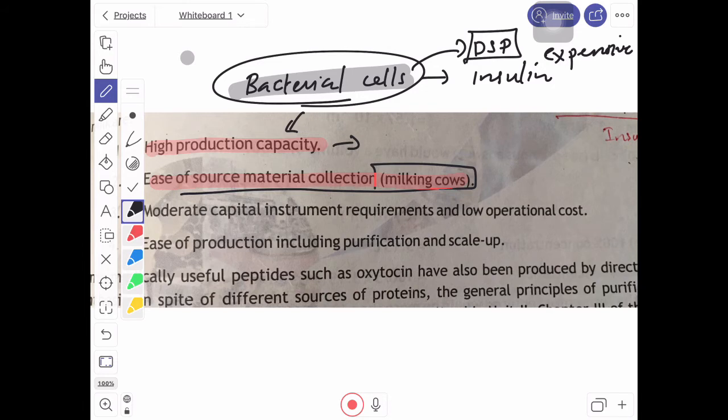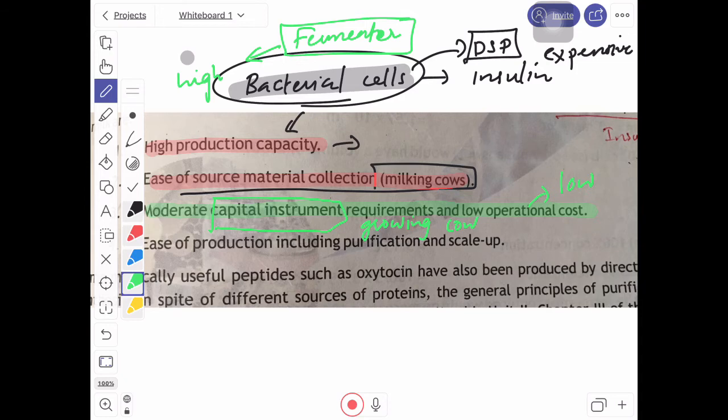The third advantage is moderate capital instrument requirements and low operational cost. For growing bacterial cells, we require a fermenter and all associated equipment, whereas here moderate instruments are required. That means you are actually rearing cows or sheep or whatever cattle, and the operational cost is also comparatively low. Fermenter operation cost is very high.